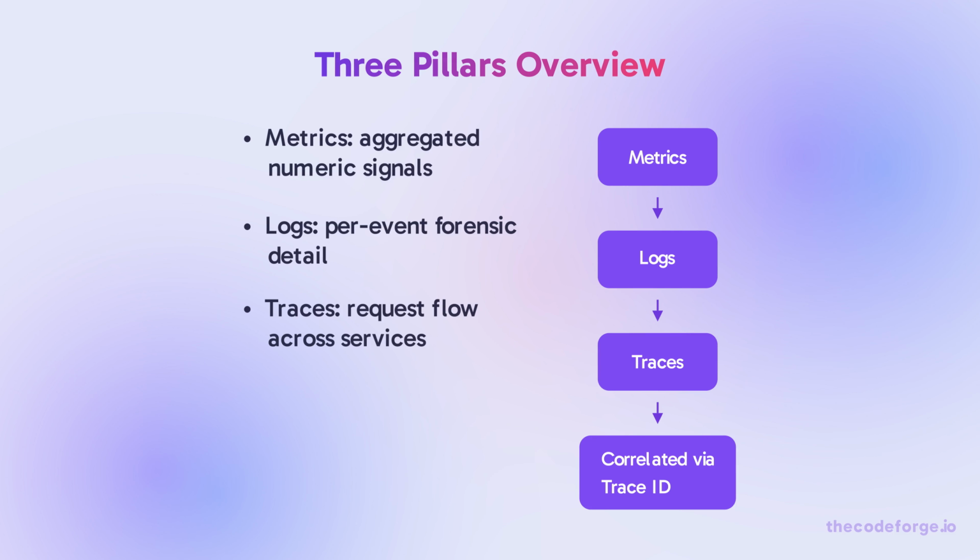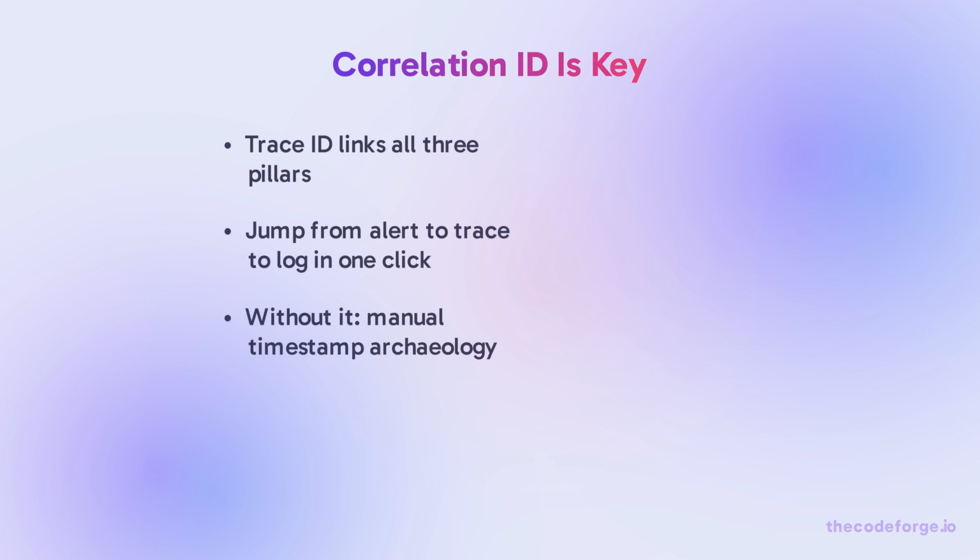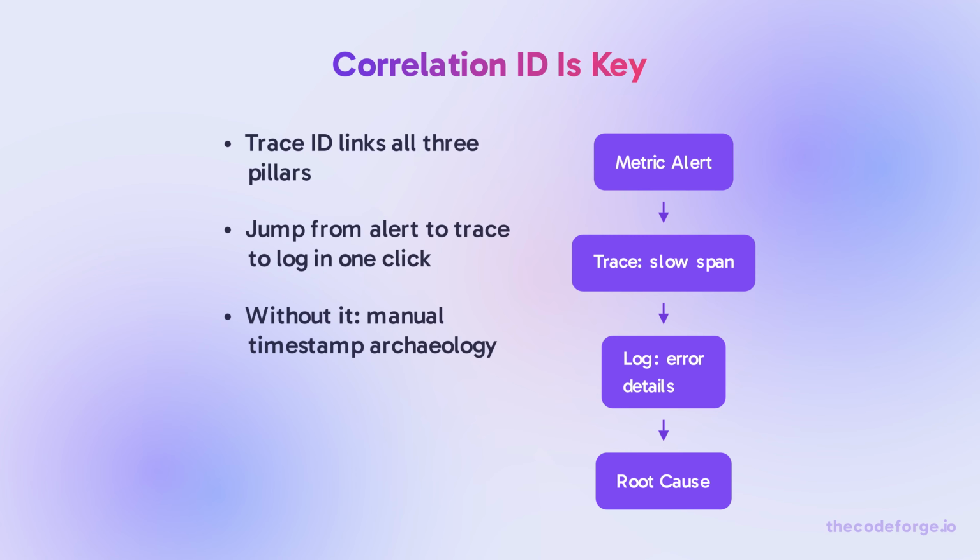The 3 pillars, metrics, logs, and traces, are the raw materials of observability. Metrics give you aggregated signals, logs give you discrete events, and traces give you end-to-end causality. The real power comes from correlating them with a shared trace ID. The trace ID in your logs is the most important field you can add. It is the hyperlink between a log line and the full request journey. Without it, cross-service debugging during an incident is archaeological work.